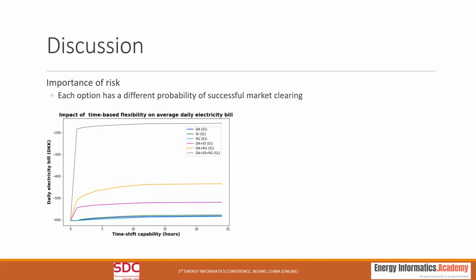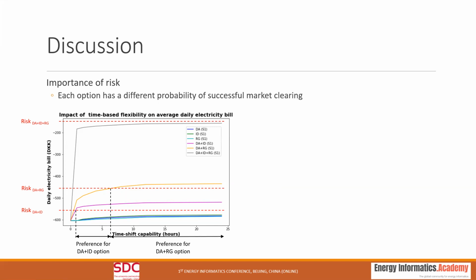So what should be done, and hasn't been done in this study but should be further work, is to define a risk threshold for each kind of market option. You would only participate in that market if the savings are above this specific risk threshold. You could define a different one for each market depending on the risk involved in participating in that market. And it could then turn out that in this first flexibility range, you would prefer the day ahead and intraday market. And in the higher flexibility range, you would prefer the day ahead and regulating market.